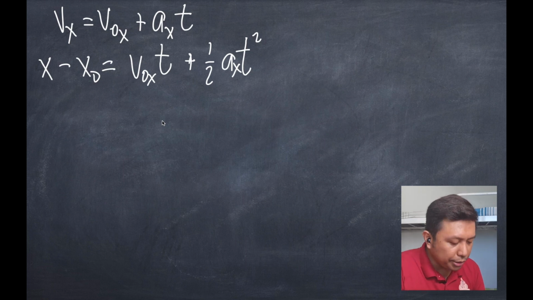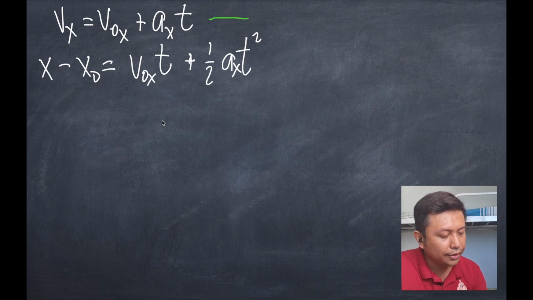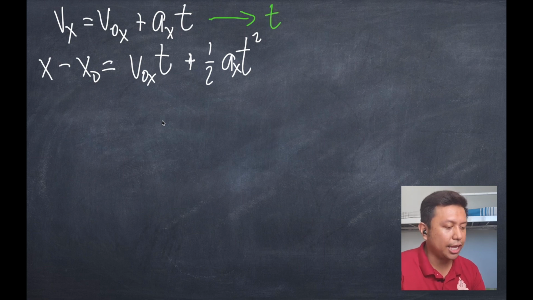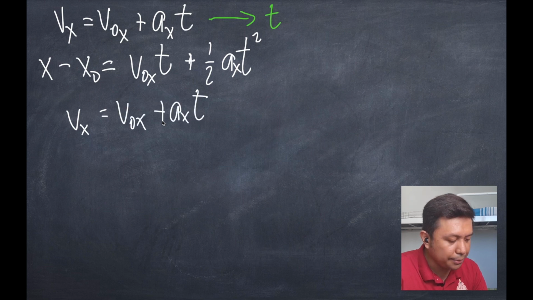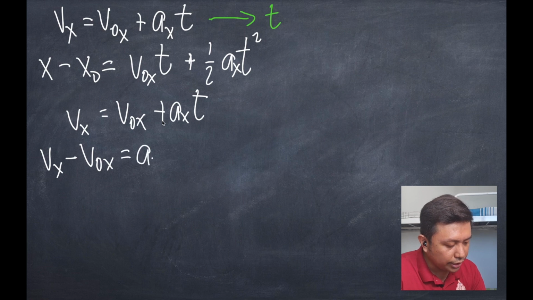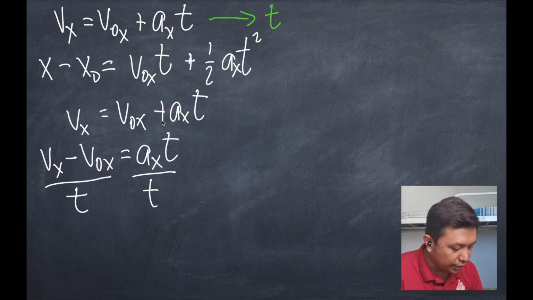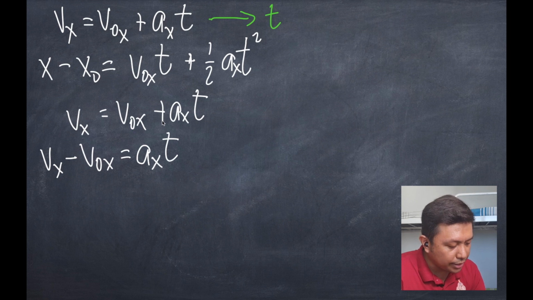We will be using the first equation and then expressing it in terms of time. Expressing the first equation in terms of time gives us Vx is equal to V naught of x plus ax times time. Then we transfer V naught of x to the other side, so Vx minus V naught of x is equal to ax times time. Now we divide both sides by a sub x.